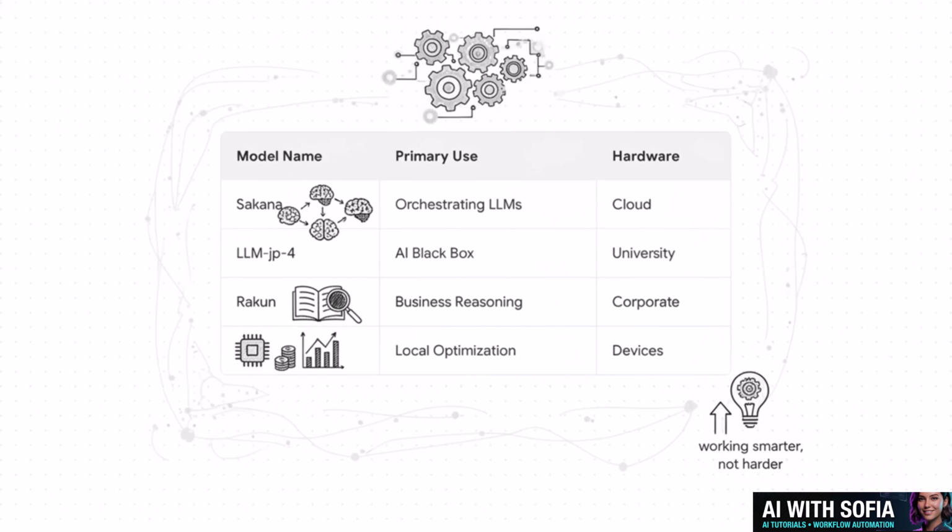And they didn't stop there. They built LLM JP4 specifically for university networks, so students could actually peek inside the AI black box. They made Raccoon, which is optimized purely for corporate business reasoning in finance and marketing. And they even built Shisha, a model completely tailored to run smoothly on local Japanese hardware. It's just an absolute masterclass in working smarter, not harder.